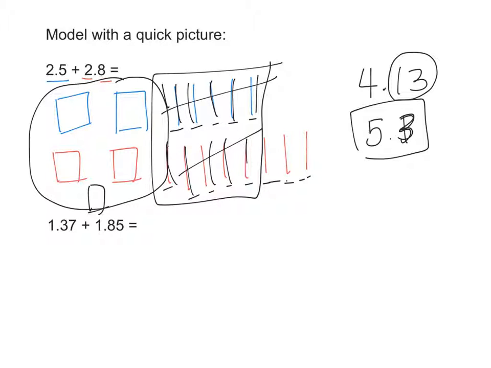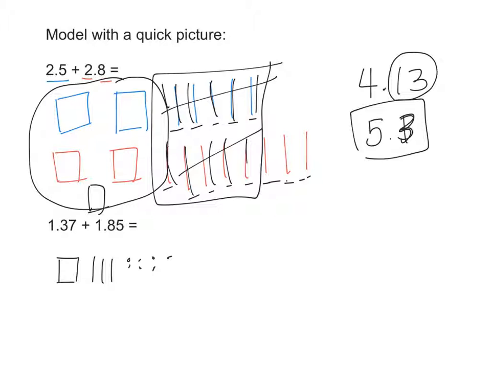One and 37 hundredths. So how many ones do I have? Do I have 7 ones? No, I have 1 one. So how many flats do I need to draw? 1, okay. Then how many tenths do I have? 3. So I have to draw 3 tenths. And how many hundredths do I have? 7. So I have to draw 7 hundredths. 2, 3, 4, 5, 6, 7.